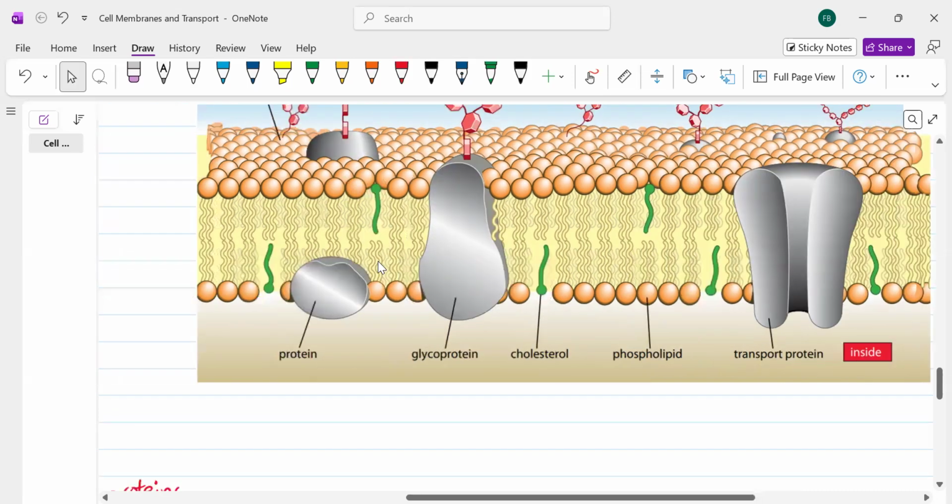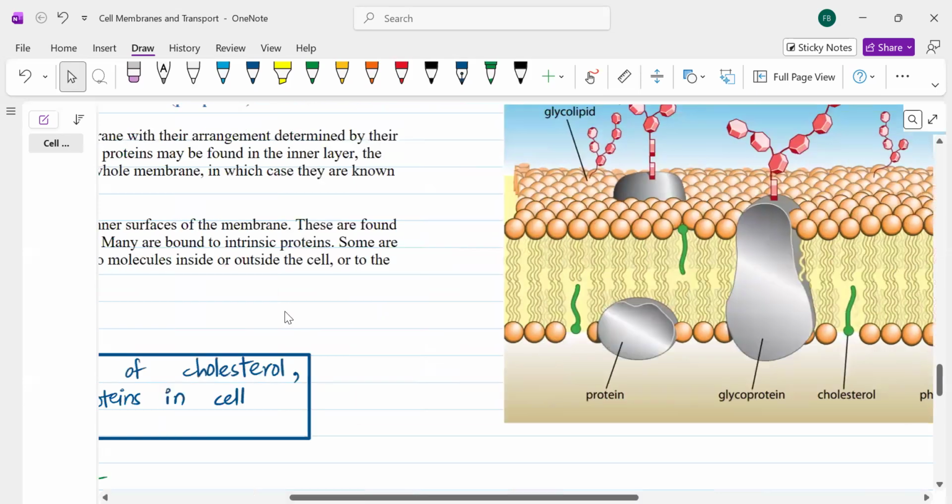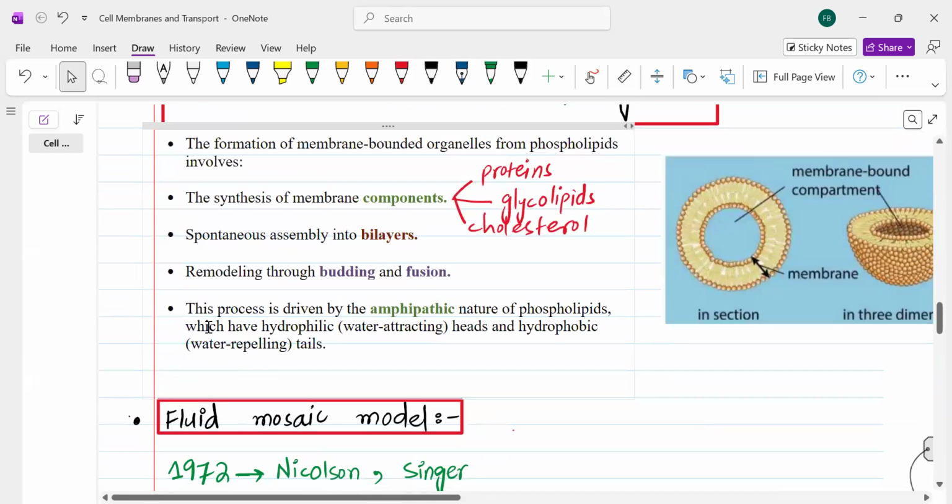And some proteins tend to change their position from one place to another. So these proteins will be present like this. Clear? Some proteins can change their position, not all. Now this is mentioned over here: this process is driven by the amphipathic nature of phospholipid, which have hydrophilic, water-attracting heads and hydrophobic, water-repelling tails. Are you clear with all these things?